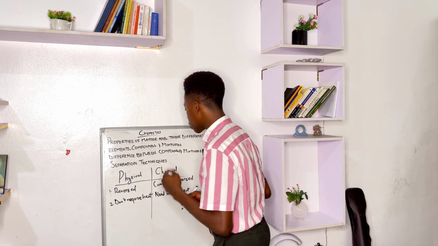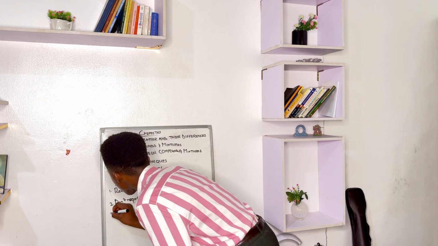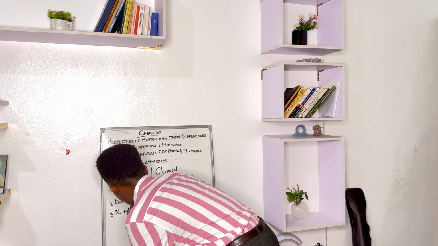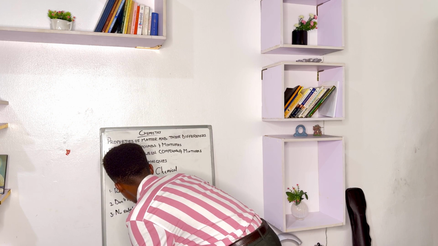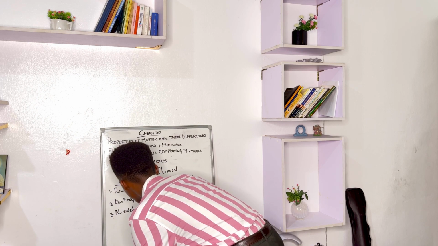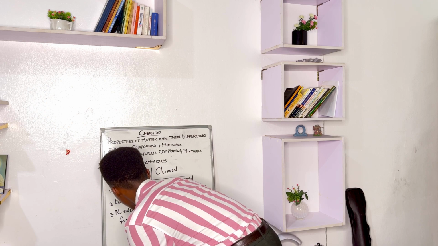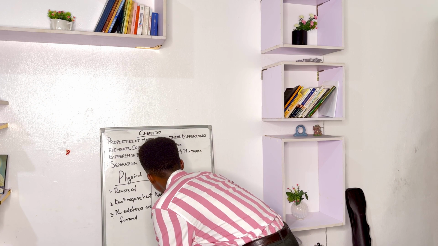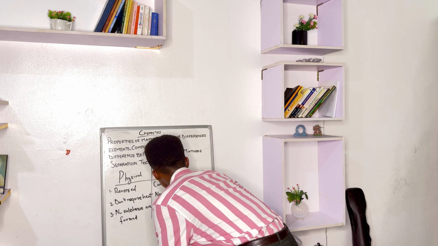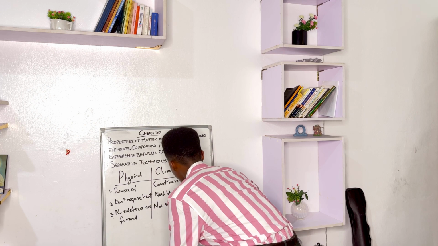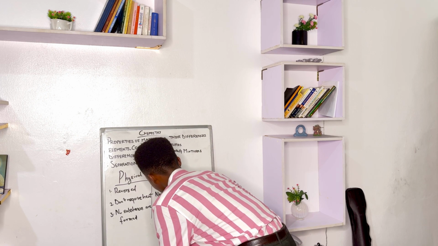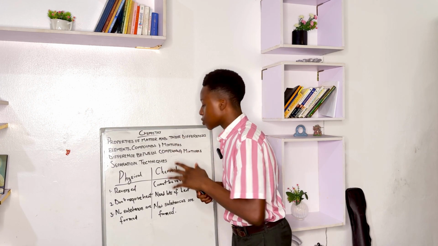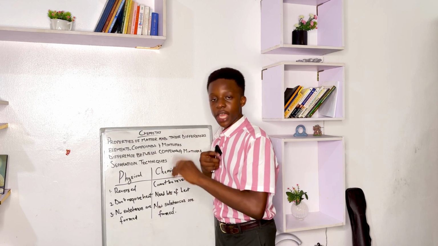And the third difference between physical and chemical changes is that when physical changes occur, no new substances are formed. But when it comes to chemical changes, new substances are formed. Okay, now from these differences, I'm going to give at least one example for physical change and chemical change.